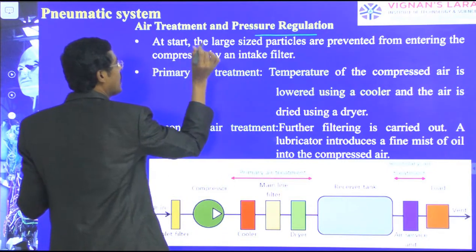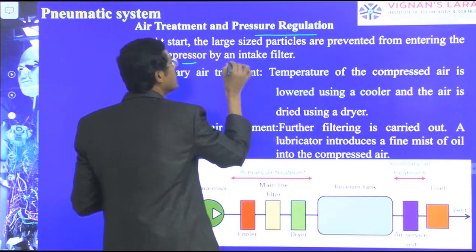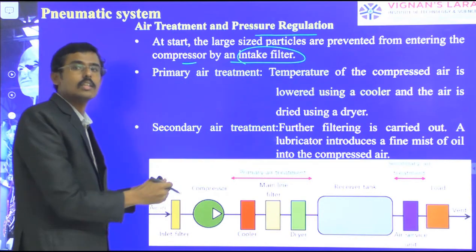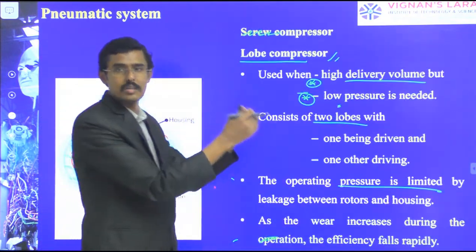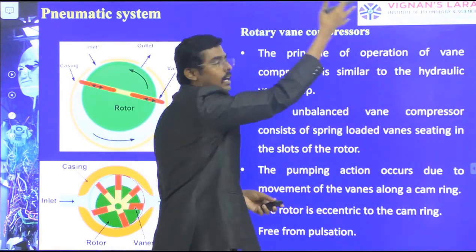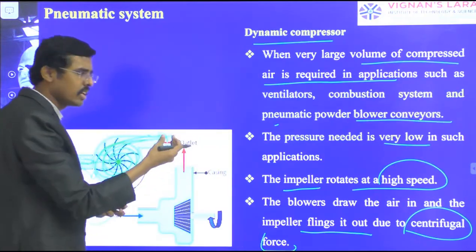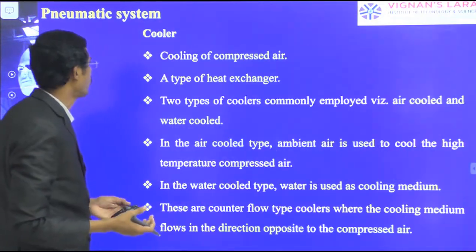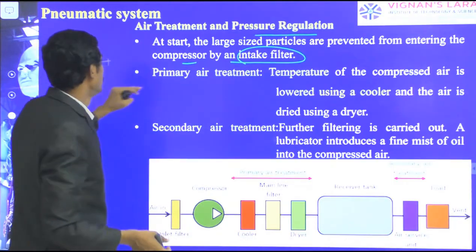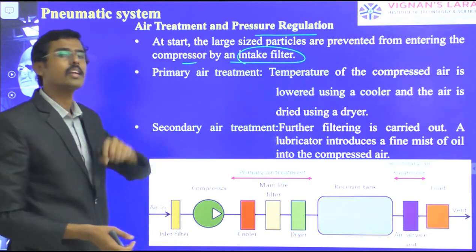At the start, large sized particles are prevented from entering the compressor by the intake filter. This image we have seen at the beginning: the filters, compressors, then the separators, then the tank, control valve, and the actuating system. Here also I am elaborating the same few points. First, primary air treatment is to be done, then we come to the secondary air treatment.